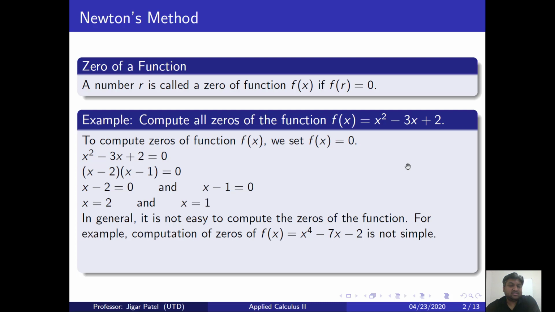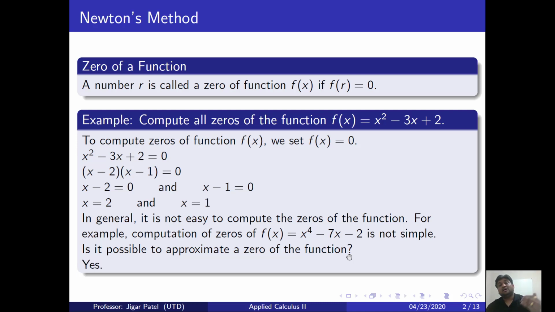For example, consider this function x to the 4 minus 7x minus 2. Computing a zero of this function is not that easy, right? The factorization technique is not going to help here. So the question is, is there any other way that we can compromise a little bit, but get close to the zero of the function? The answer to this question is yes, and as you know, the answer is to use Newton's method.